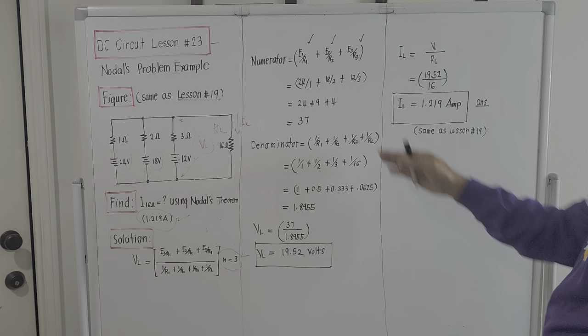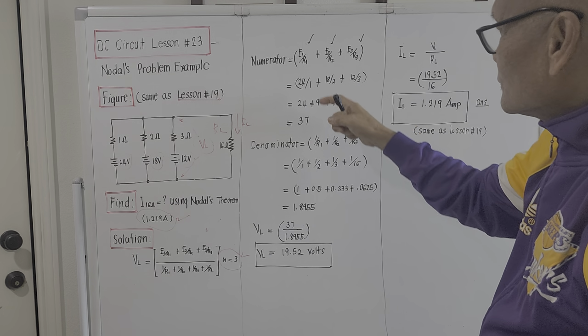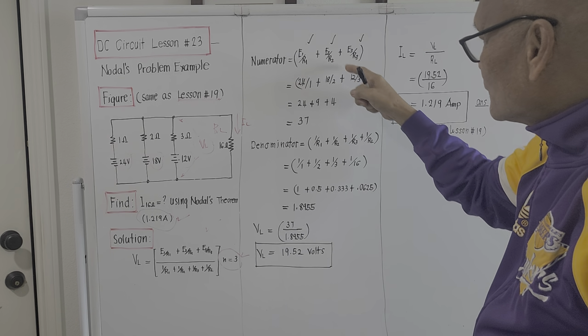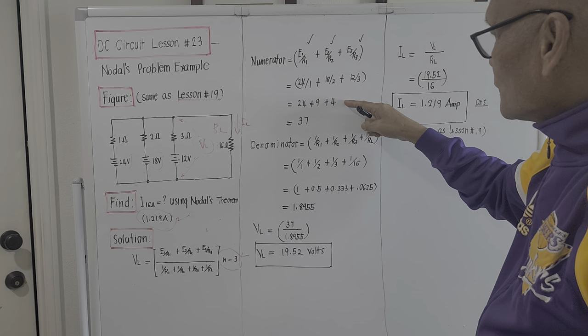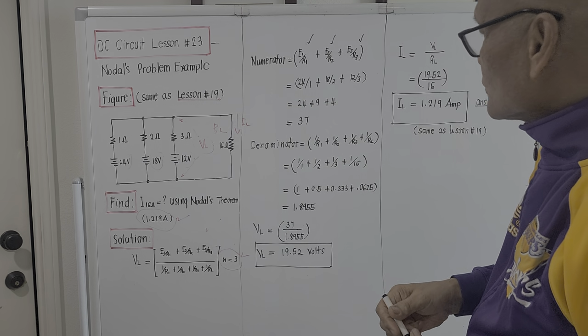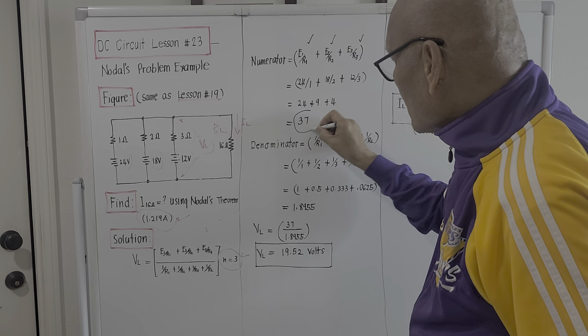Luckily, the ratios are exact values. So 24 over 1 is 24, 18 over 2 is 9, 12 over 3 is 4. The summation of the numerator is actually 37.